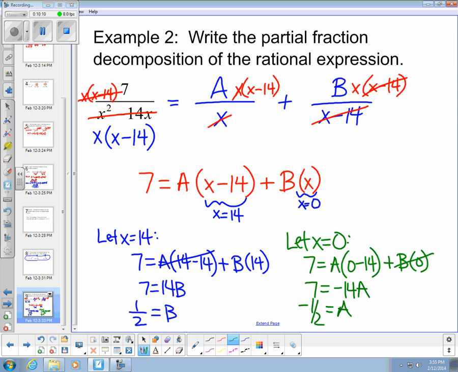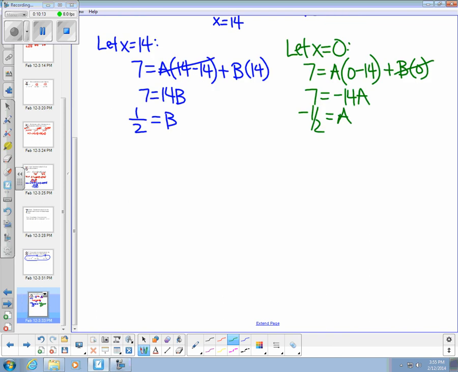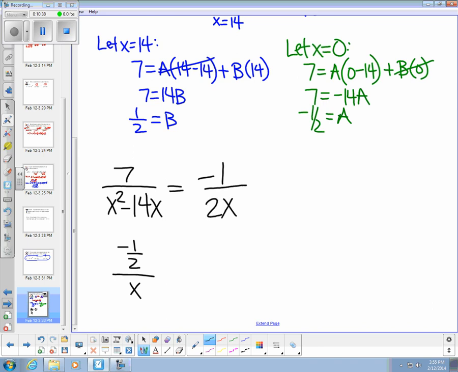Now, I go back and I substitute into my original setup. So my original equation was 7 over x squared minus 14x equal to, I had a over x. Well, a is a fraction, and I don't want to write the negative 1/2 over x. That's not a good way to write that. So what we're going to do is we're going to write it as negative 1 over 2x. The denominator is actually going to end up in the denominator with the variable.